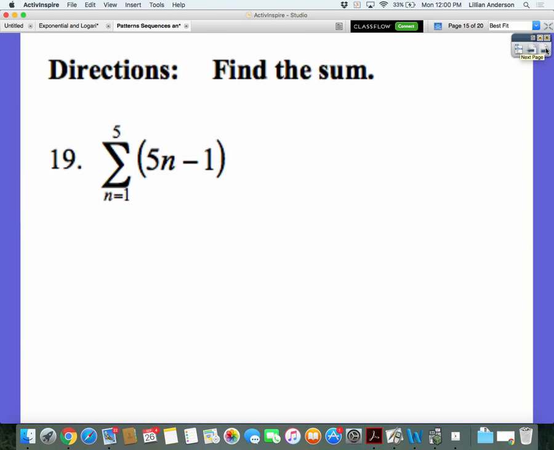So, staying around... Summation. What does this mean?